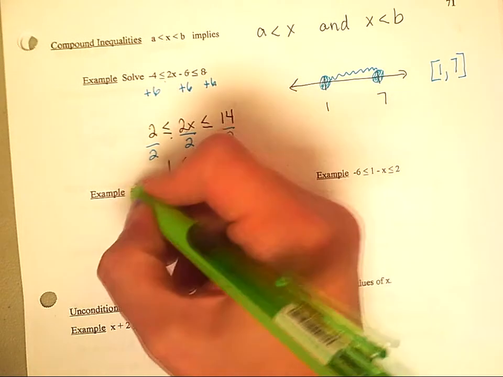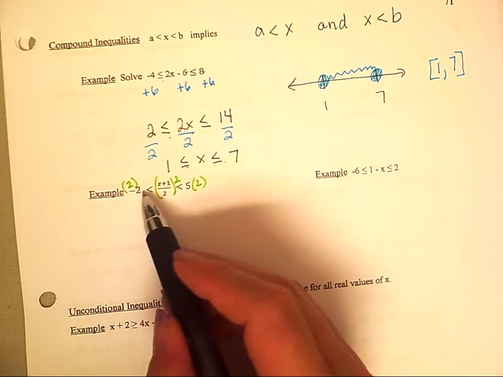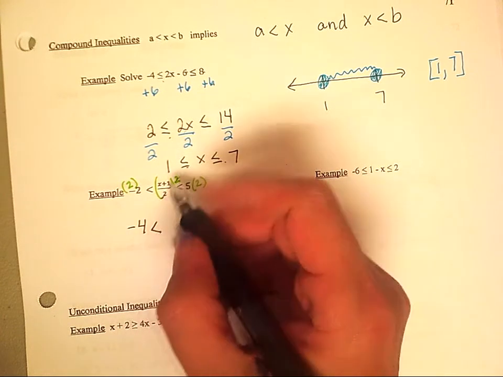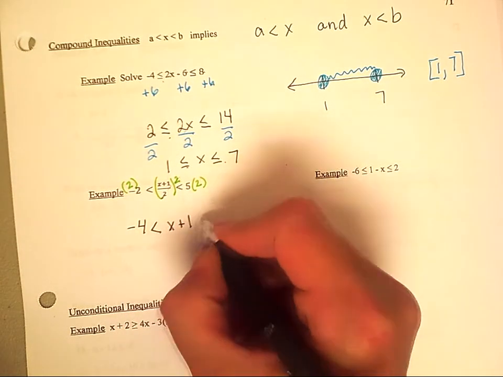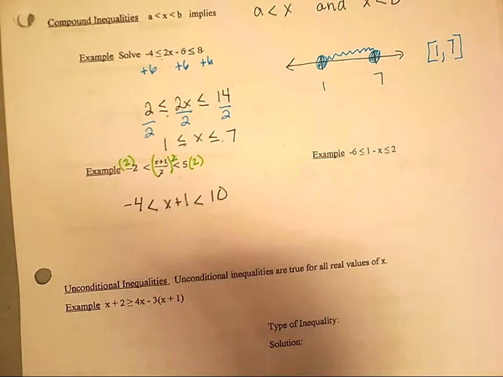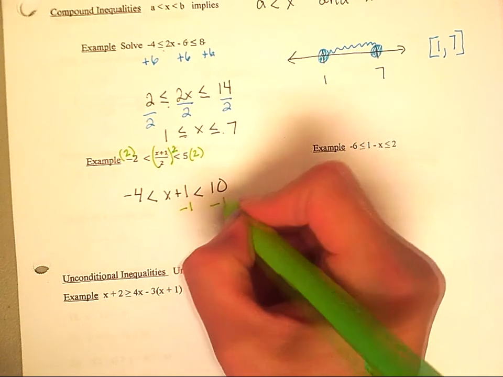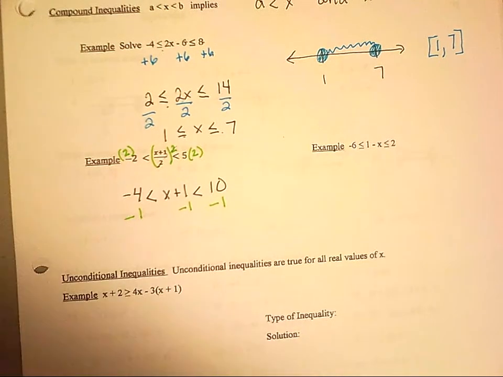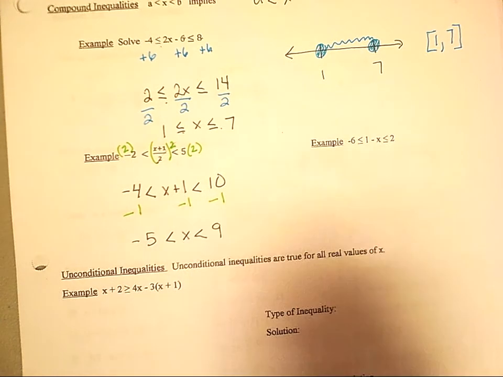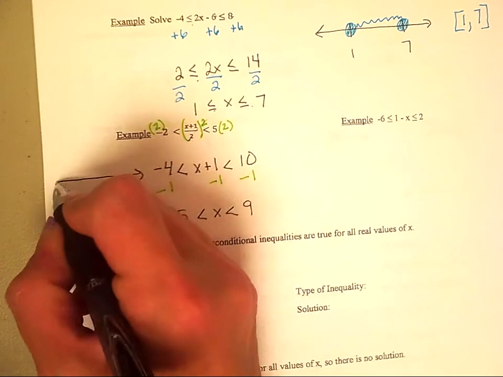Okay. In this example, everything's being divided by 2, so let's multiply by 2 to get rid of that fraction. So negative 2 and positive 2 become negative 4, less than or equal to, these 2's cancel, and we have x plus 1, less than or equal to 10. And now we can subtract 1. So we have negative 5 is less than x, which is less than 9.